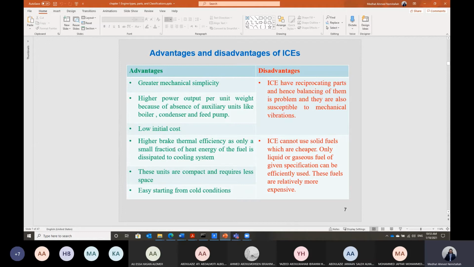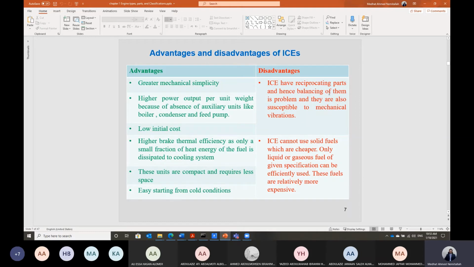And it has high peak thermal efficiency, and the fuel economy for the internal combustion engine is fine. The unit is also compact and requires less space. You can look at your car, the engine takes very small space. So it is a compact unit, and it is easy to start and easy to shut down. You can start your car very smoothly and also shut it down very smoothly. It does not require an elongated time like the case of a steam turbine.